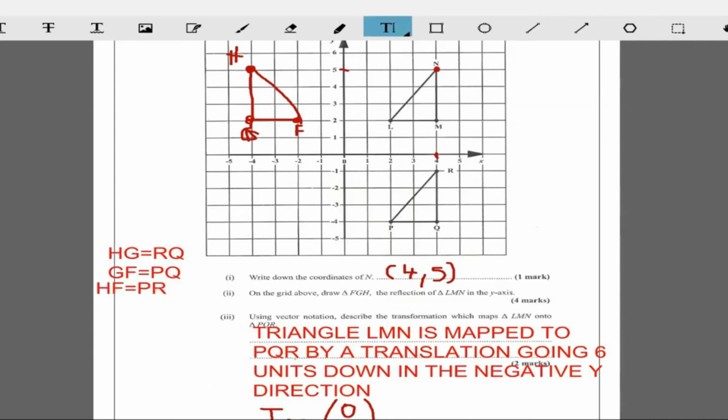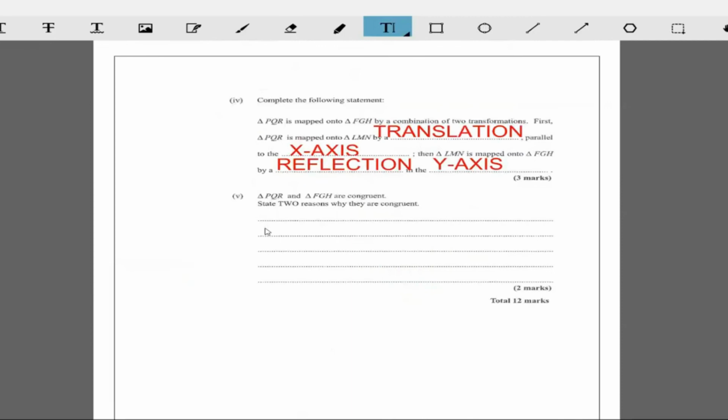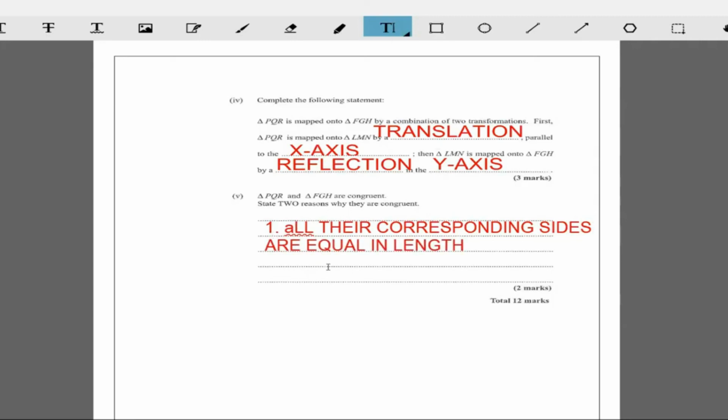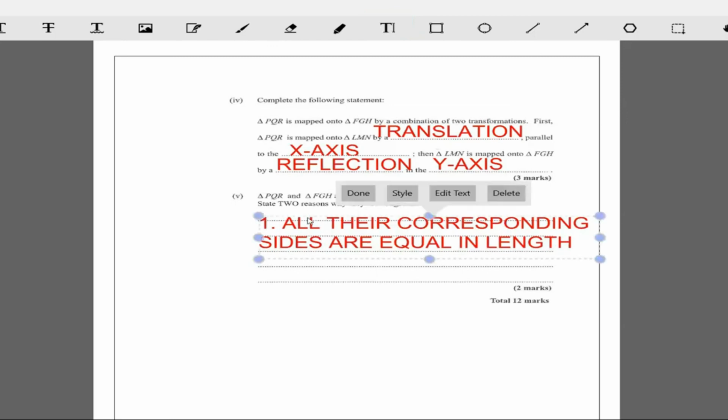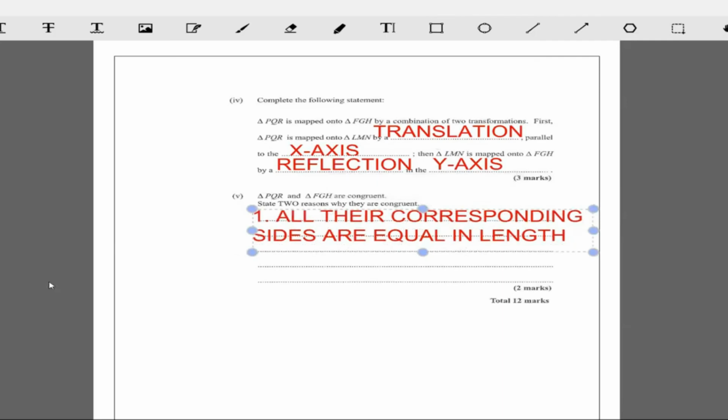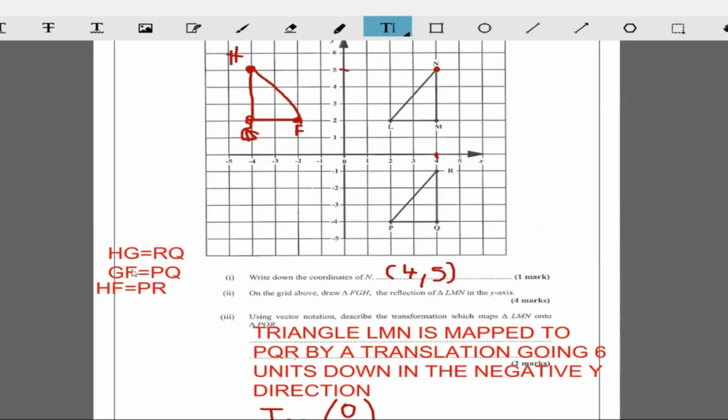So let's tell them that. State two reasons. Reason number one, all their corresponding sides are equal in length, as we showed. So as you can see, HG equals RQ, GF equals PQ, and HF equals PR. That's one reason.